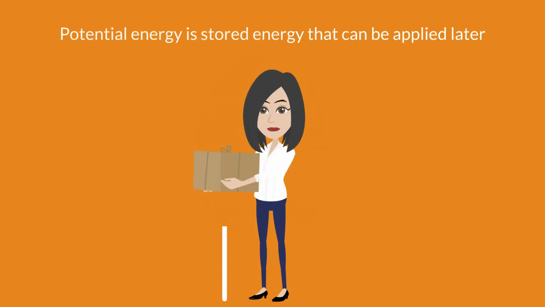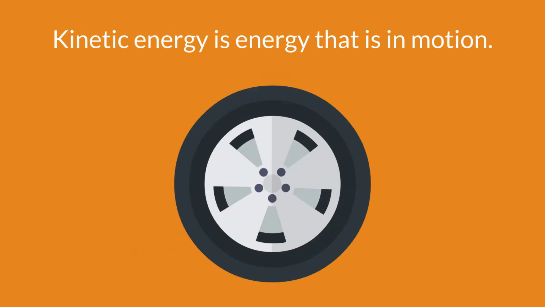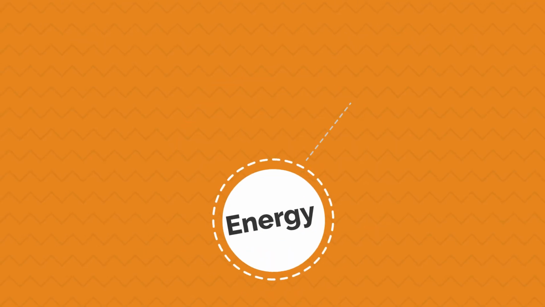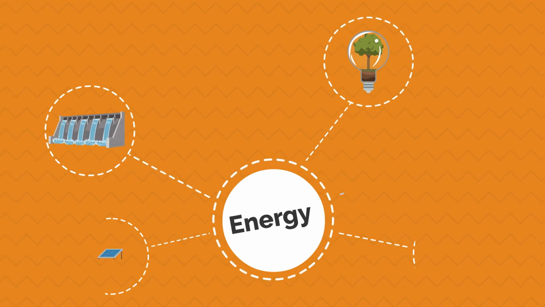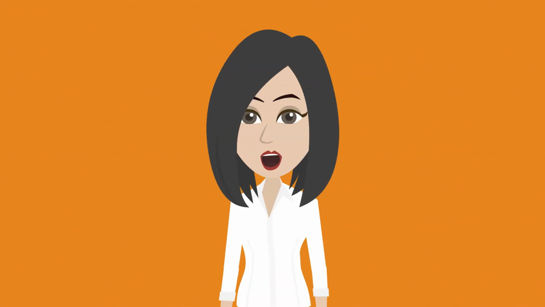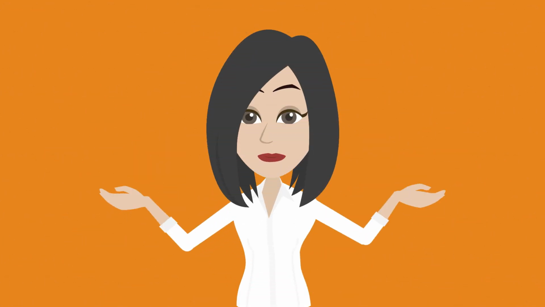Potential energy is stored energy that can be applied later. Kinetic energy is energy that is in motion. Each of these energy forms can be broken down into more specific types of energy. Energy can be converted from one form to another.